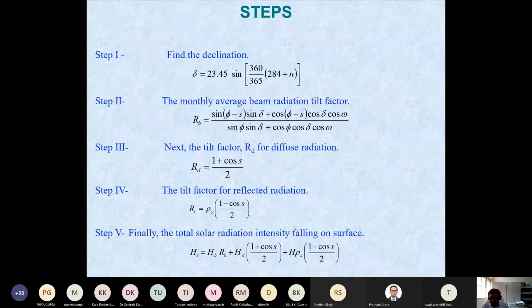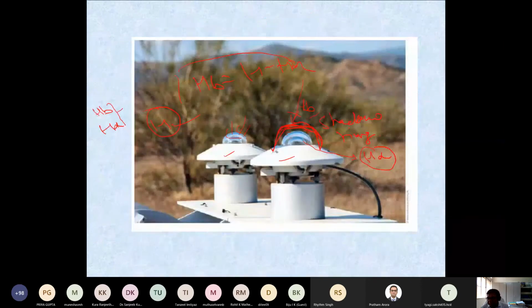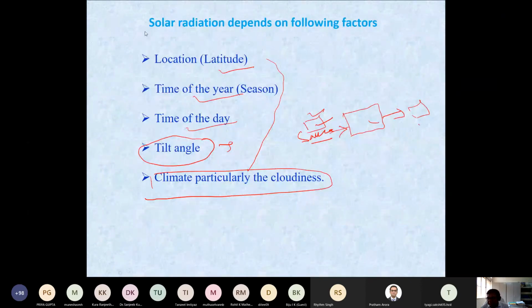Here, I will not discuss details of this, but I can tell you how you can convert this beam radiation and diffuse radiation on a tilted surface. As I already discussed, the solar radiation will depend upon the location, that is the latitude. Latitude is represented by phi, and it is also in degrees. And the time of the day is represented here by the hour angle, that is omega.